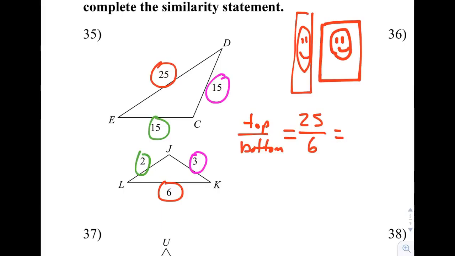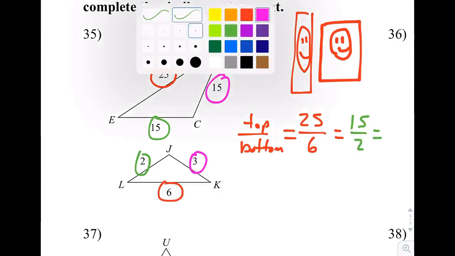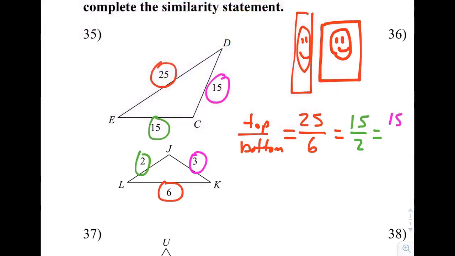And I want to see if that's equal to, switching my colors here, the 15 and the 2. I did the top one over the bottom one again. And I want to see if that's equal to the 15 over the 3. If all three of these fractions are equal to each other, then I have two triangles that are similar. If I don't have that, then they are not similar. And my big red flag is I see this here: 15 over 2 is equal to 15 over 3. And I know that is just not true. Fail. So they are not similar.